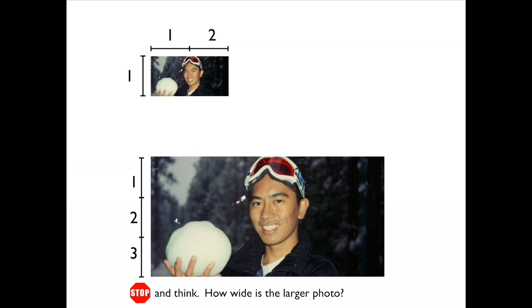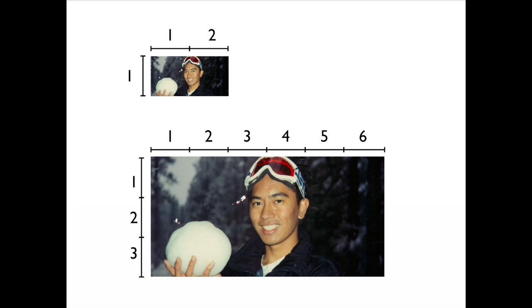And when kids see this example, most of them know intuitively that the photo is 1, 2, 3, 4, 5, 6 units wide. And that's the right answer, but the more important question is, how did you know that? A student might say, the smaller photo is 1 unit tall, and the larger photo is 3 units tall. That makes it 3 times taller than the smaller photo. And if it's 3 times taller, it must be 3 times wider as well. So since the smaller photo is 2 units wide, and the larger photo is 3 times as wide, 3 times 2 gives you 6 units.